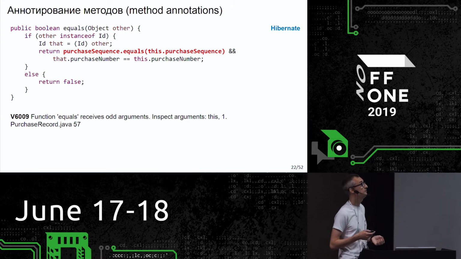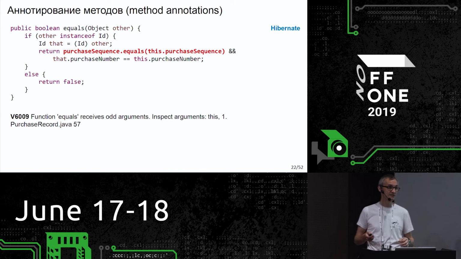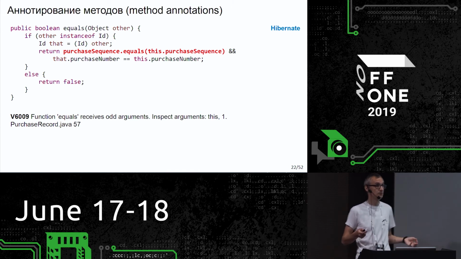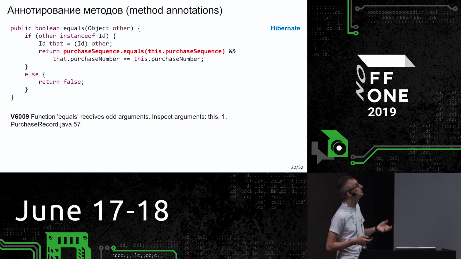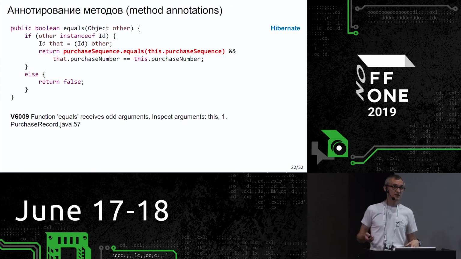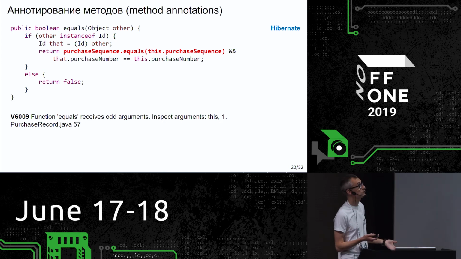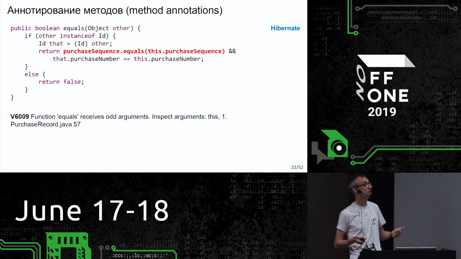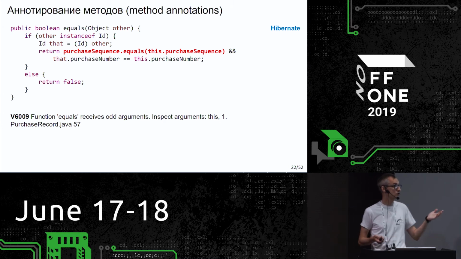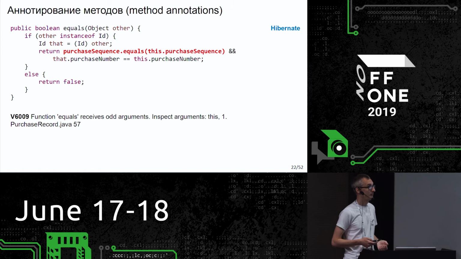And of course, making the equals function compare variables that are exactly the same makes no sense. How does the analyzer work? It knows that equals should not receive the same arguments. And if it catches such a situation, then it says we have an issue here.